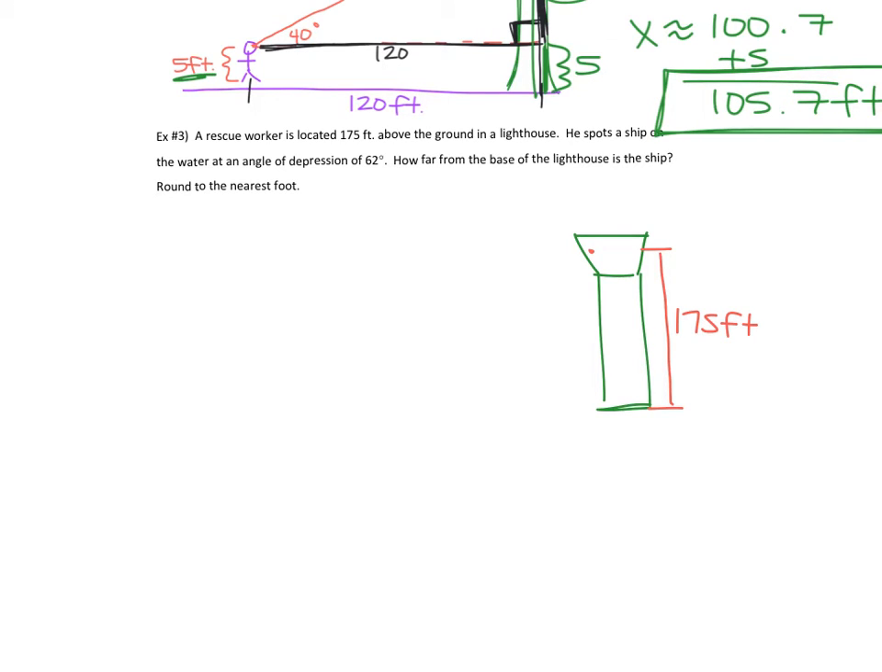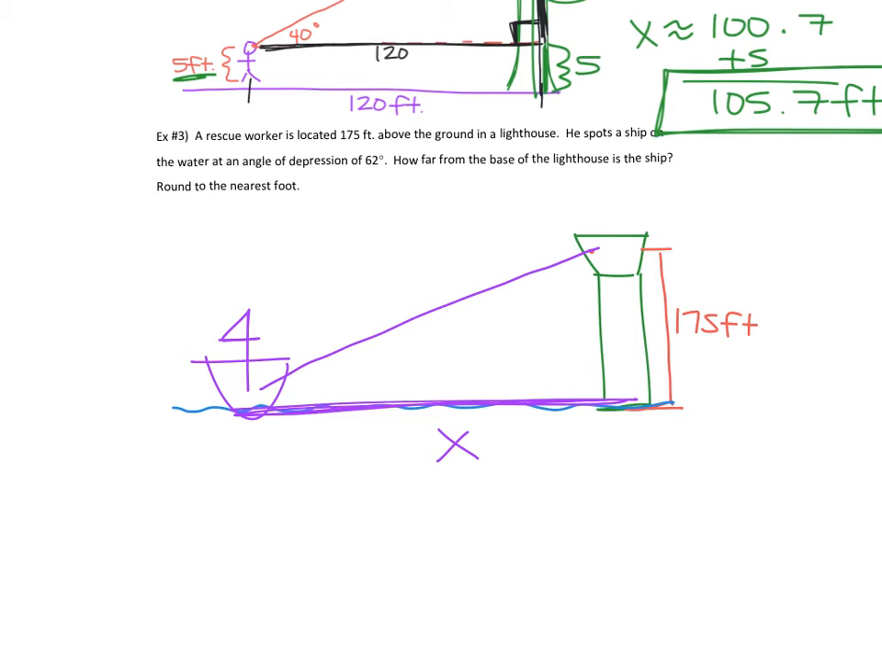He spots a ship on the water at an angle of depression of 62 degrees. So here's the water, right? And there's a ship out there, or a sailboat, at an angle of depression of 62 degrees. They want to know how far it is to the base of the lighthouse. So they want to know this length. He's looking down and seeing the ship.